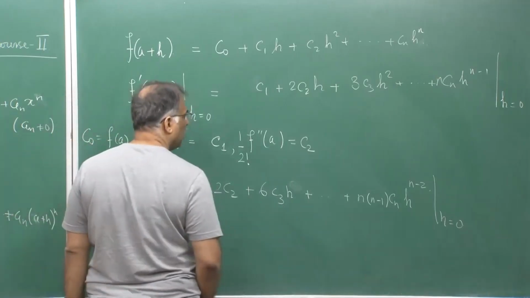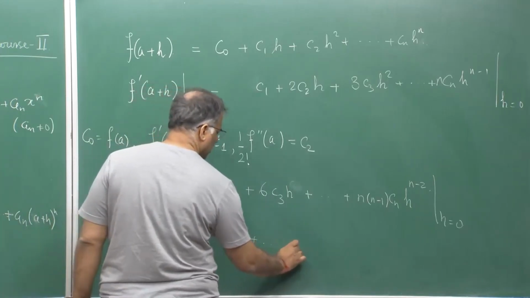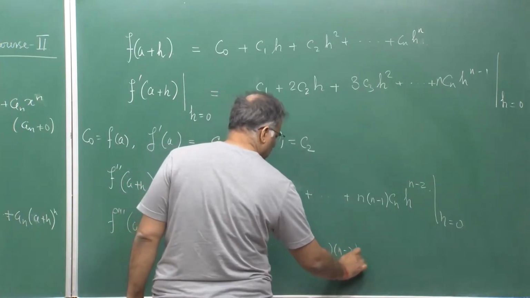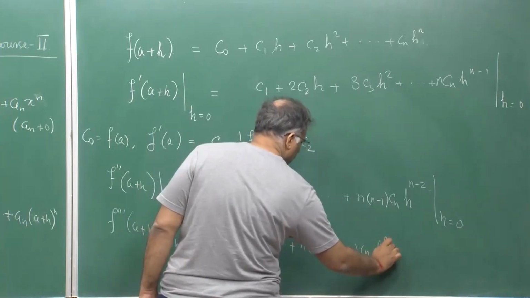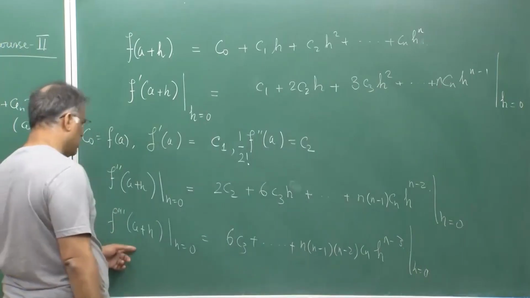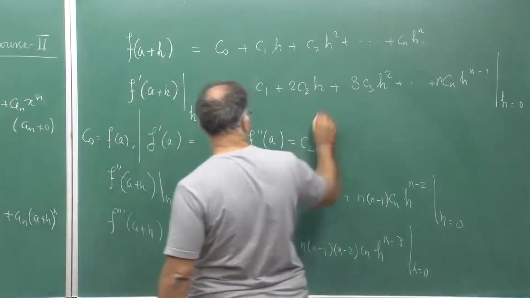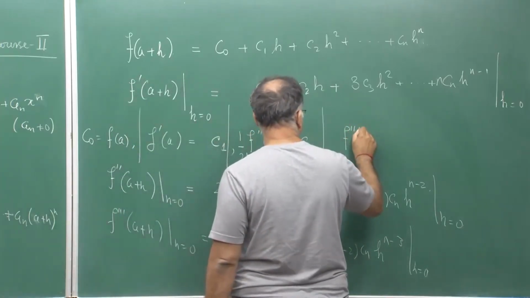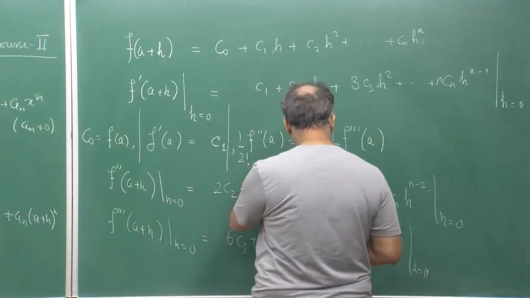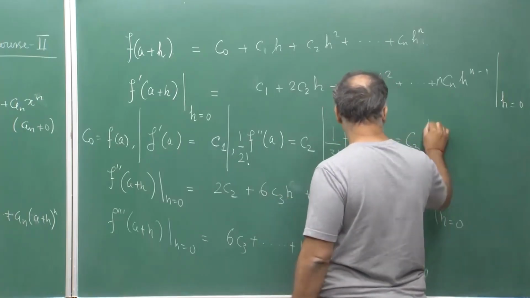So, what will happen? It will be 6C3 plus, I am not writing the other terms, n into n minus 1 into n minus 2 into Cn into h^(n minus 3), all evaluated at h equal to 0. So, what will this be? Separating them, now I will have f triple dash a by 1 by 6, which is 1 by 3 factorial. That is why we have just taken this factorial writing, and that is beautiful, it will always come like that, is equal to C3 and so on.